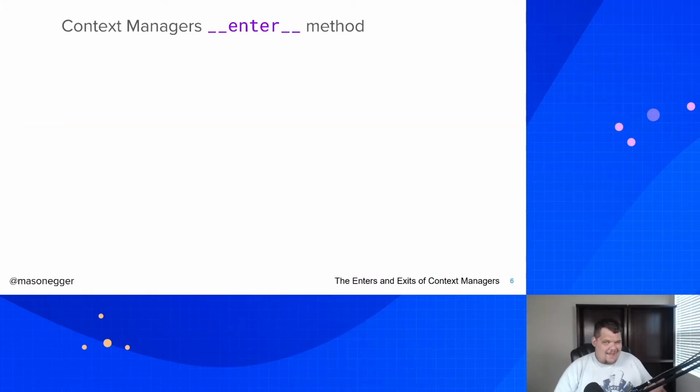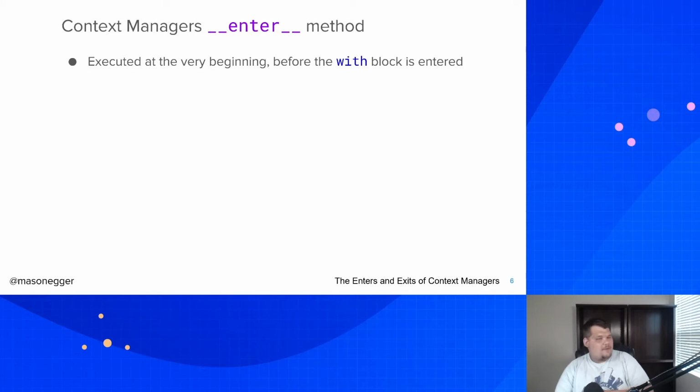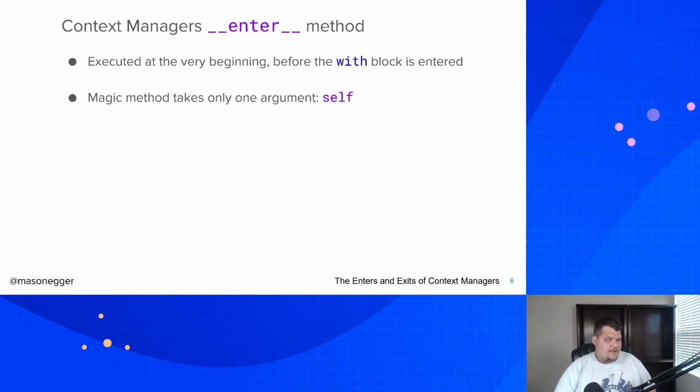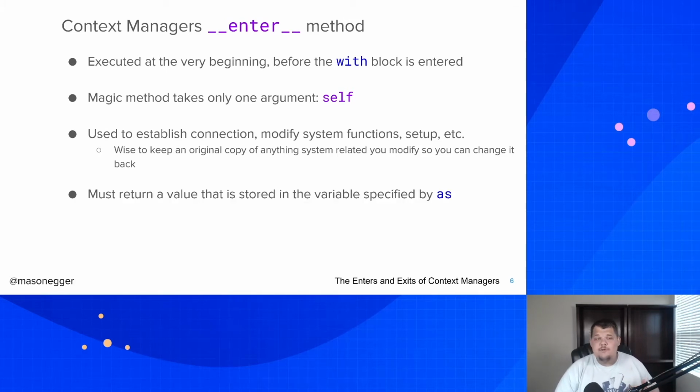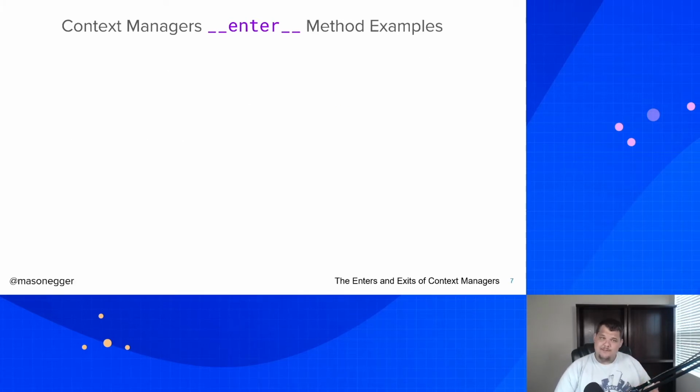So what exactly happened here? Everything within the enter method is executed at the very beginning before the with block is ever even entered. It is a magic method that only takes one argument, self, and it is used to establish connections, modify system functions, set up anything, whatever you want it to do. If you are going to be modifying any system functions or anything like that, it is a wise idea to keep an original copy of anything that you modified so you can change it back later when you're done. And it must return a value that is stored in the variable specified by the as, which is how we are able to print something out with it.